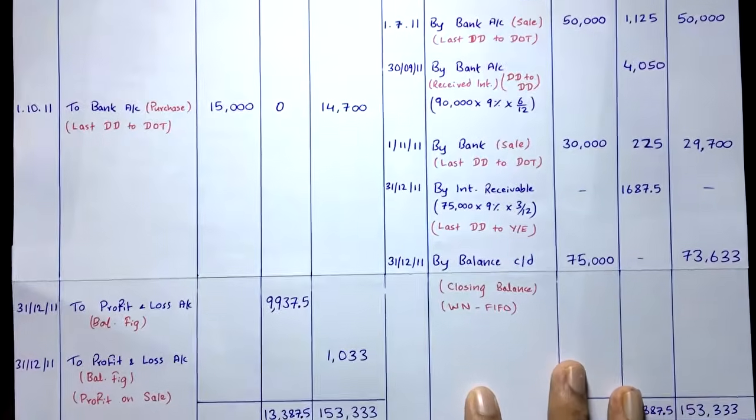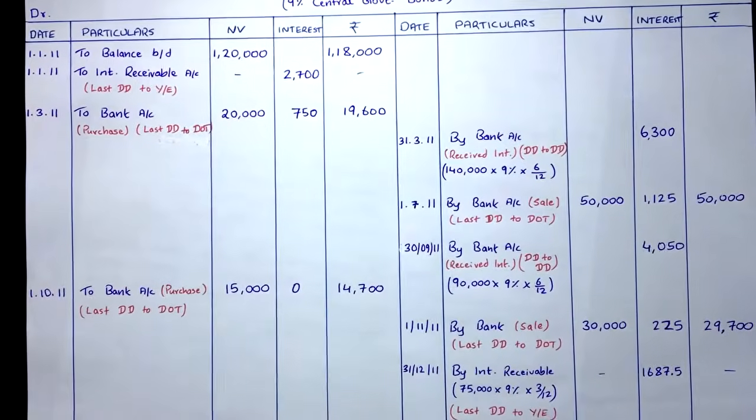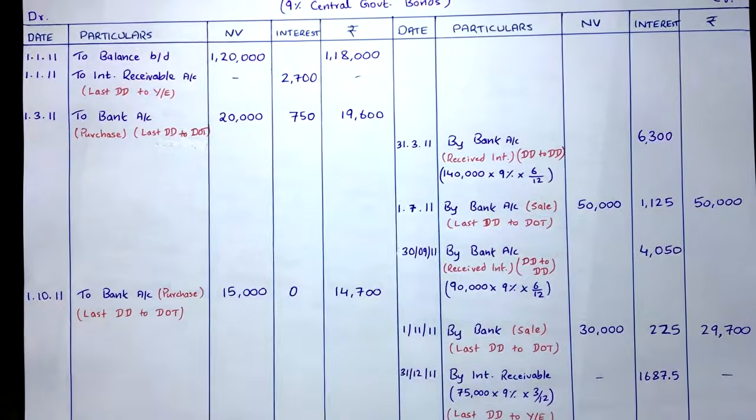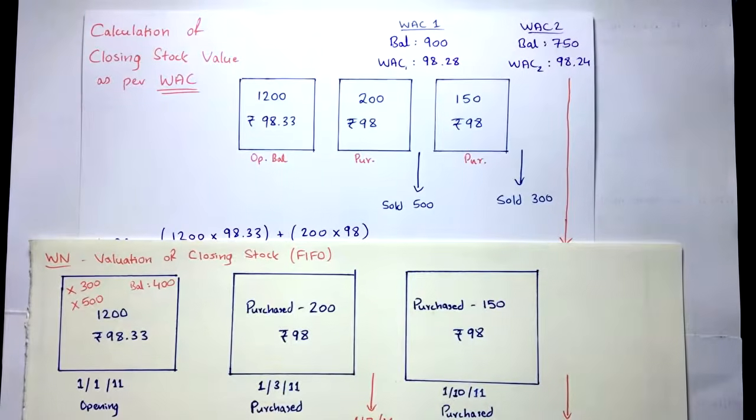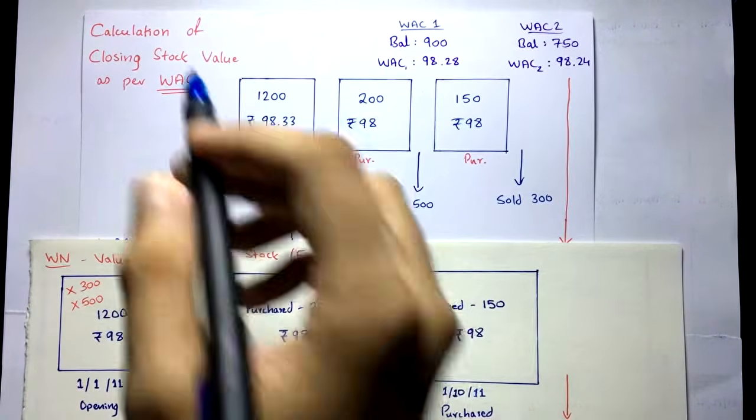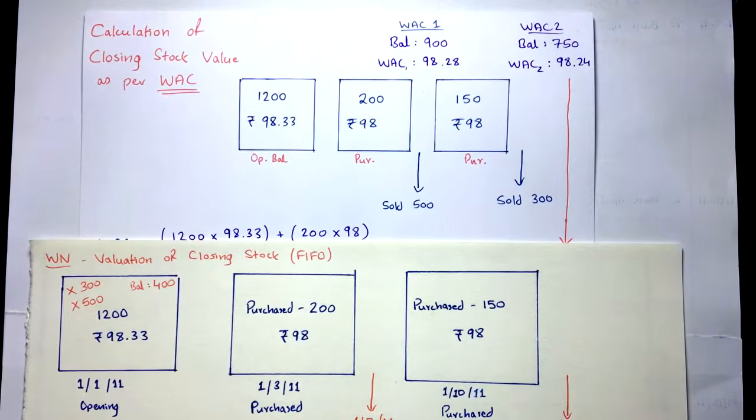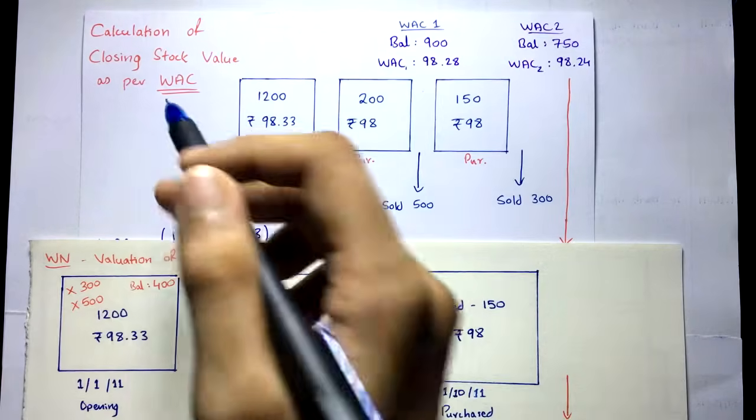Simple, right? FIFO method also we saw here. FIFO method was also not a big deal. It's a very simple method. Now, as I said earlier, if we have time, then we'll also see the WAC method of closing stock valuation, the weighted average cost method. So let's do that. Let's understand how to value the closing stock as per WAC.